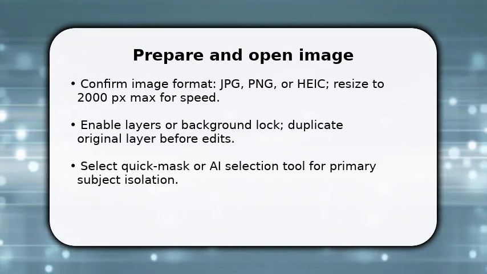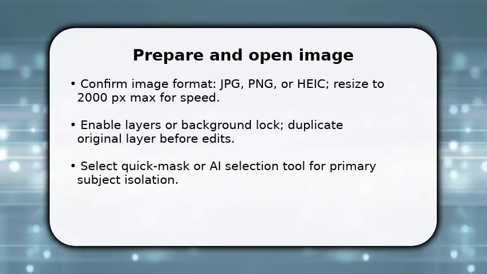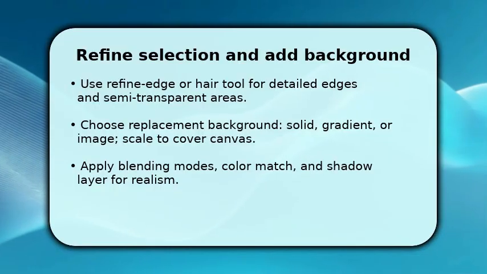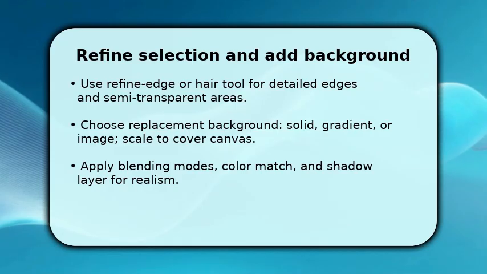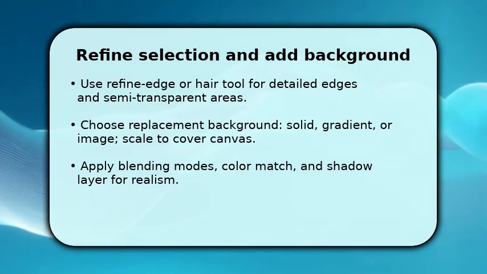Next, deepen the edit. Refine the selection where hair, fur, or translucent material appears, because clean edges make the composite believable. Once done, paste or import your new background and align it behind the subject. Scale and crop so the focal point sits on the rule of thirds.